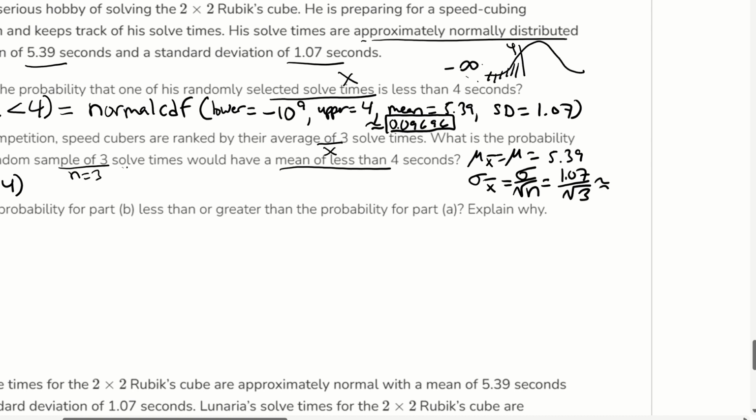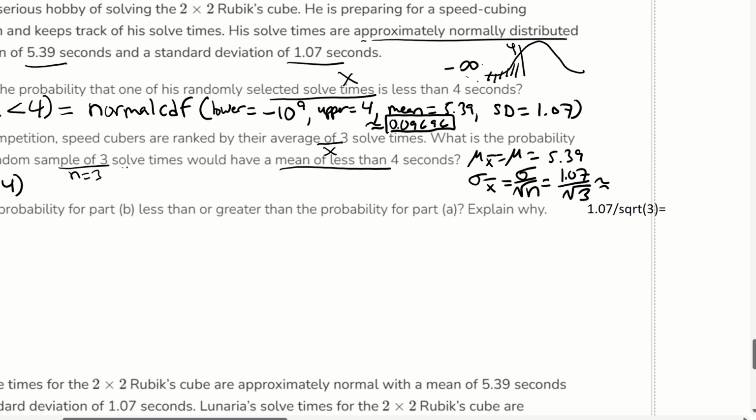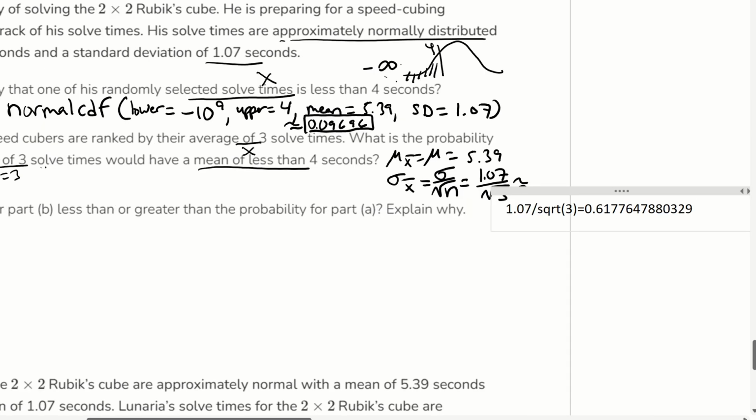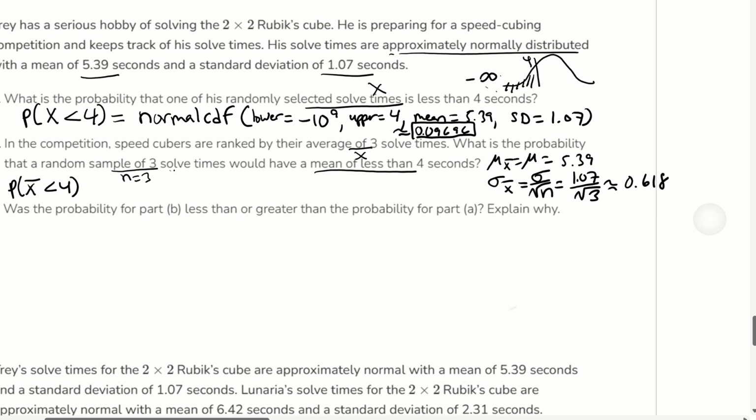Okay, so let's do that real quick. 1.07 divided by square root of 3 is 0.618. Let's do that again. 0.618, yep. And then we can use the normal CDF.